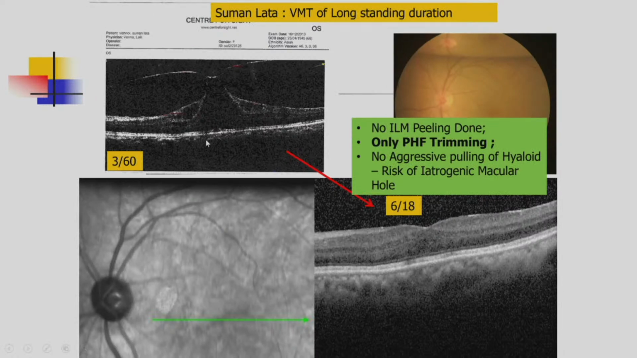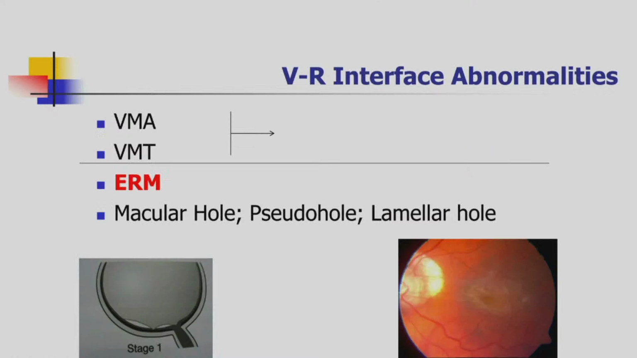This is another example to show that patient improved from 3/60 to 6/18 with only a small surgery which takes around 10-15 minutes that you do PHF trimming. The other pathology is about the epiretinal membrane.